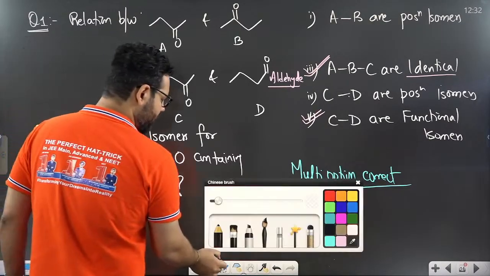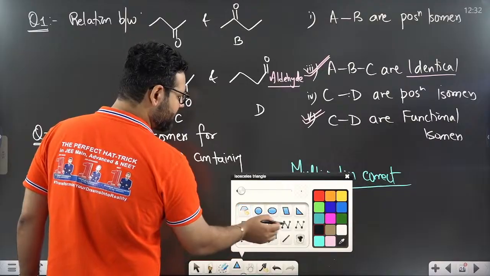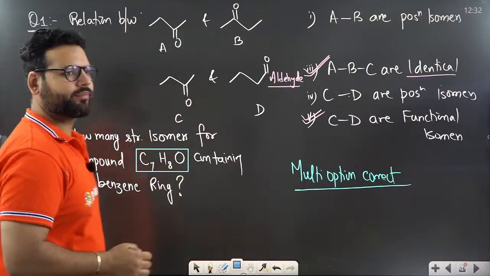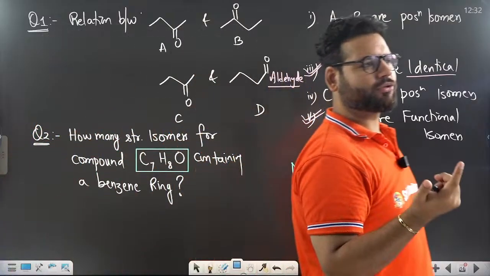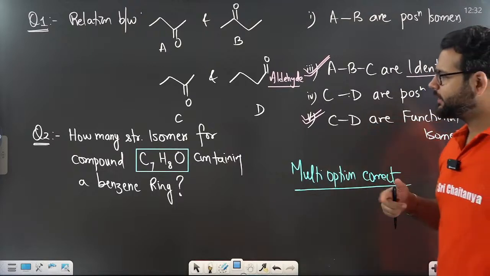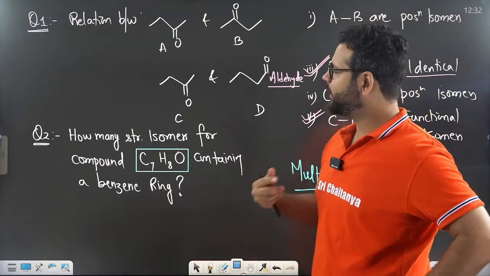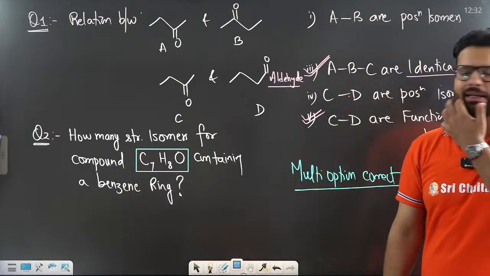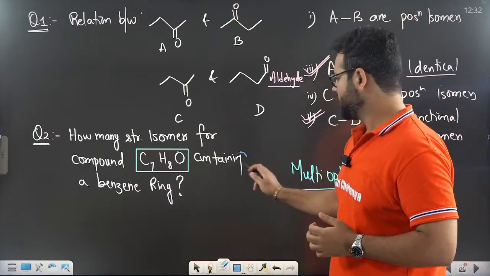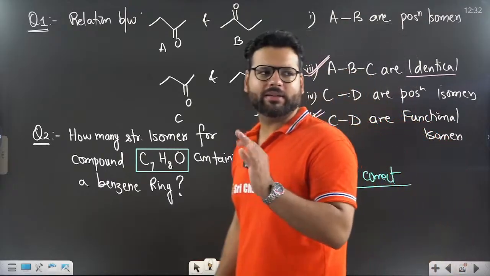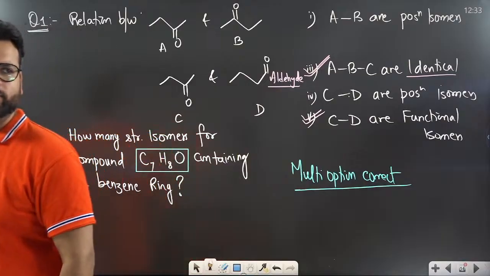Think how you will do. I told you how to do these types of problems in the last class also. First find the degree of unsaturation and then try solving it. How many structural isomers are possible for C7H8O containing a benzene ring? A benzene ring is a must. Think and do.